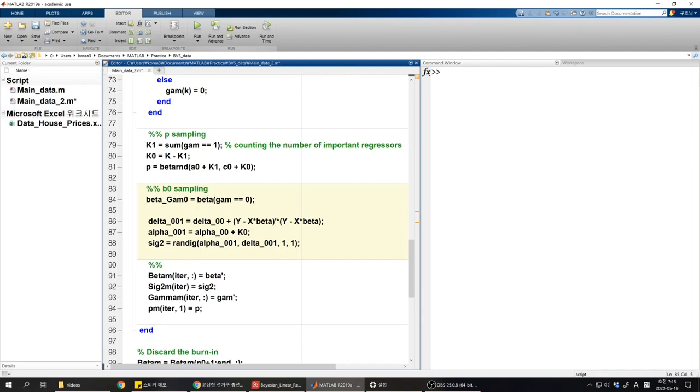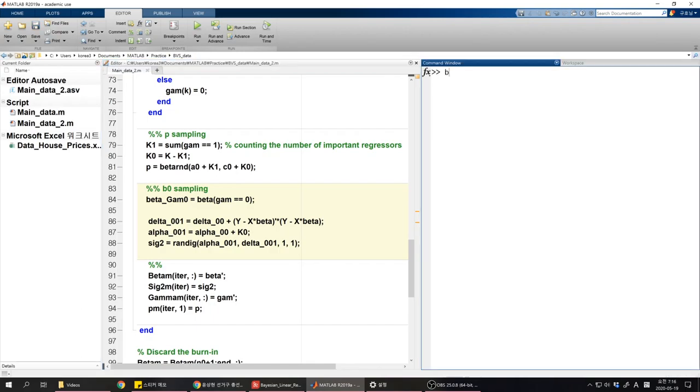Okay, so again, this is a K by 1 statement. So this should consist of 0 or 1, depending on whether gamma equals 0 or 1. If it's true, then the corresponding beta is taken out. Otherwise, it's going to be discarded. Let me show you the example.